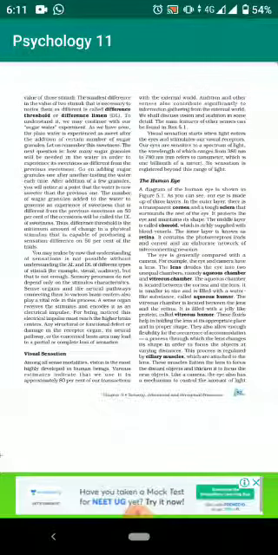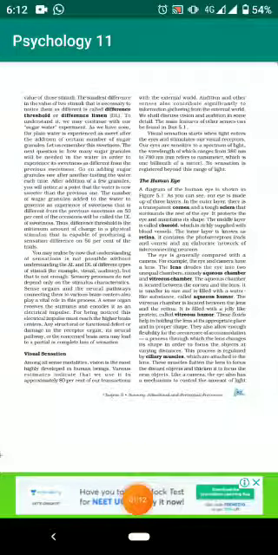Our eyes are sensitive to a spectrum of light, the wavelength of which ranges from 380 to 780 nanometer, which is 1 billionth of a meter.